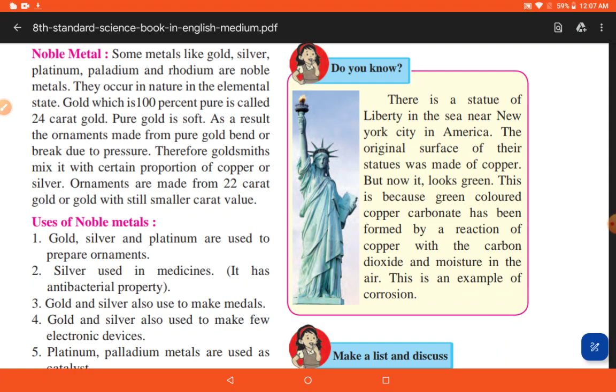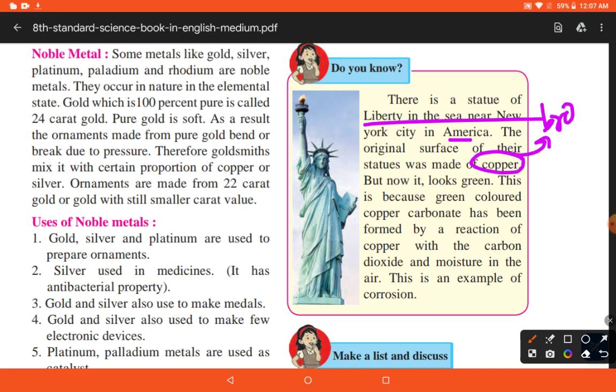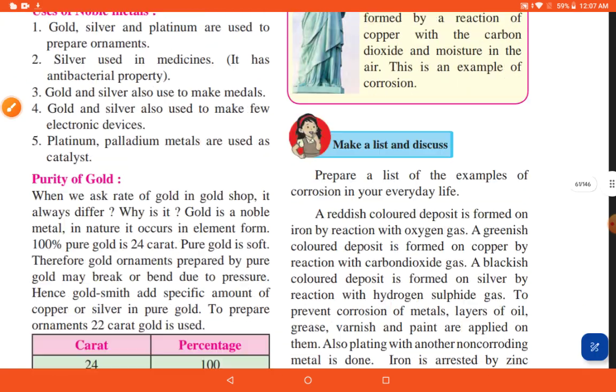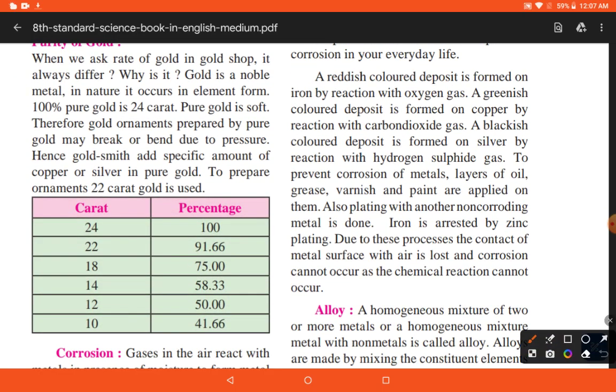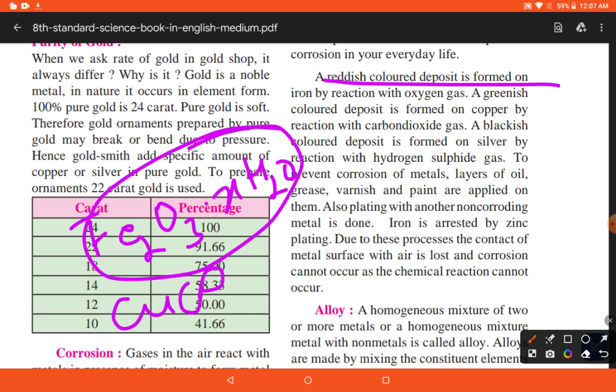There's an instance like the Statue of Liberty, which is in New York, in America. Originally it was made of copper, which means originally it was brownish in color. Now it has turned green because it reacted with carbon dioxide and moisture and formed a green colored coating, copper carbonate, CuCO3. In iron, a reddish colored deposit is formed, that's rust, Fe2O3.xH2O.